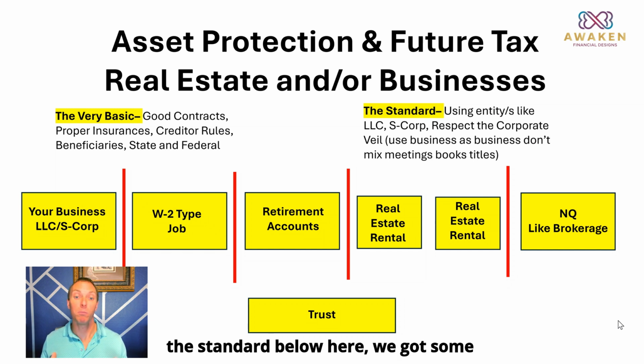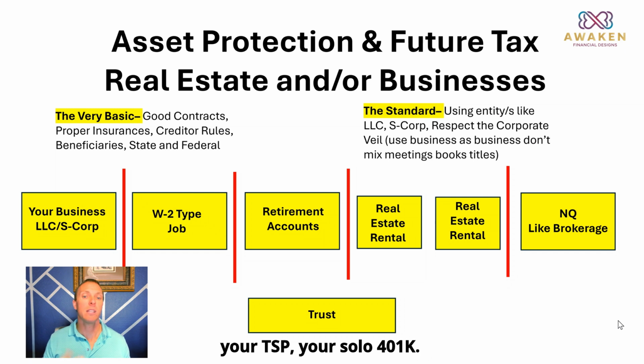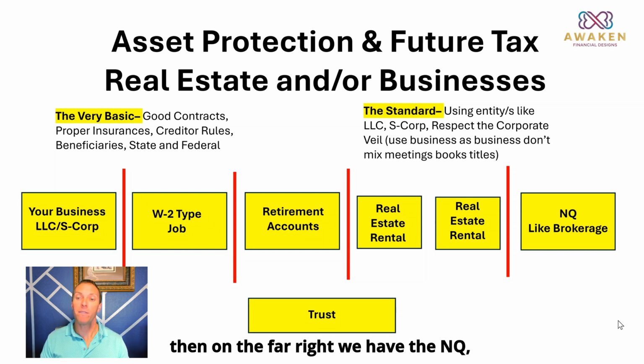Now, using the standard below here, we've got some examples you can see in the top left. You have your business. Maybe it's an LLC, maybe it's an S Corp, or maybe you have more than one. Maybe you also have a W-2 job, or maybe you don't have a W-2 job. Then you have your retirement accounts like your IRA, your 401k, your TSP, your solo 401k. Maybe you're also a real estate investor. Maybe you have one property, or maybe you have two properties in this example. And then on the far right, we have the NQ, your non-qualified or non-retirement, like a brokerage account.